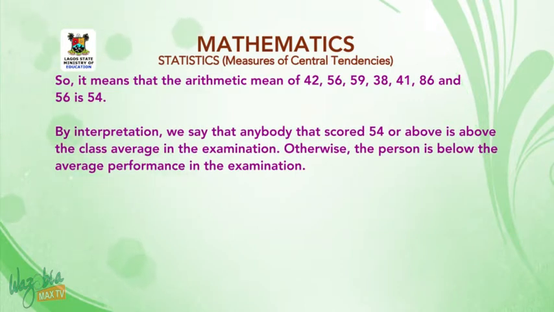By interpretation, we say that anybody that scored 54 or above is above the class average in the examination. So hence, we say such a person has performed well. Otherwise, the person is below the class average in the examination. We say that such a person has not performed well.